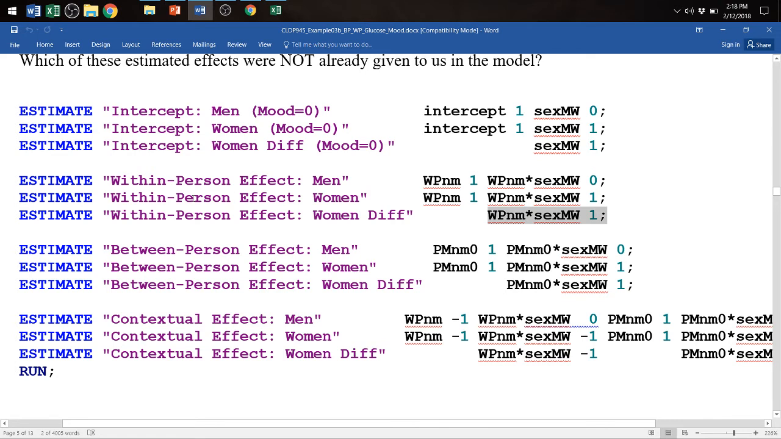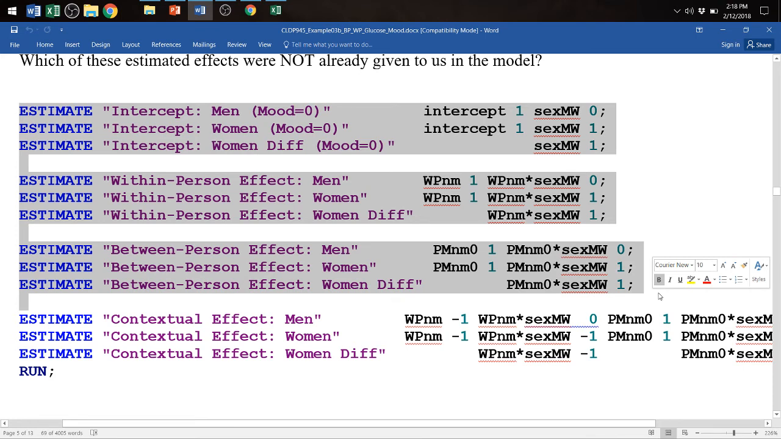So of these lines on here, how many do I actually need to write? How many are not redundant with the output I already have? The ones for women are not redundant, the differences are, because the differences are given by one fixed effect. So the only lines that I really do need to write are the ones in which there is more than one value given, the ones where addition or subtraction is required.